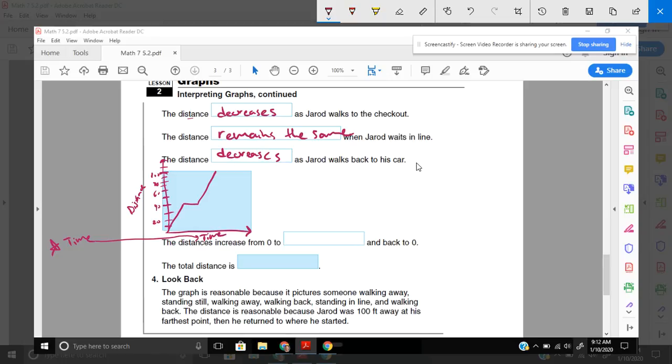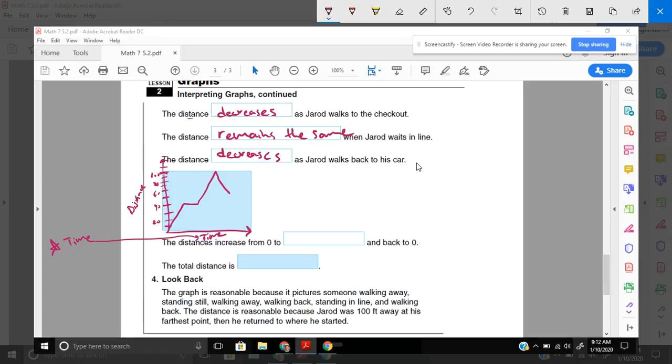If his car is at distance 0, he went to the back of the store. Well, now he's coming back to the front of the store, closer to where his car is. We need to come 50 closer. So 100 minus 50 would be 50. So time's going on, I'm coming back, and I'm about at 50 there.